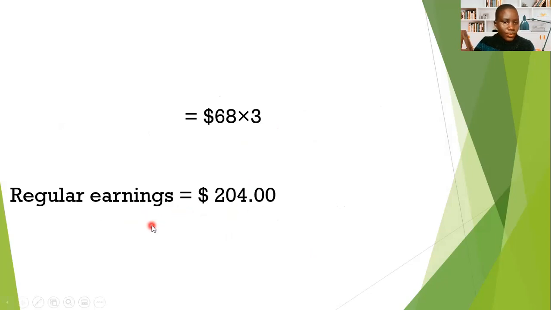The days that they worked were 3 days, and you take 68 times 3, and that will give you $204 per that weekly period. That's the week. So if you want to multiply by 4, you can get the whole amount that they get monthly.